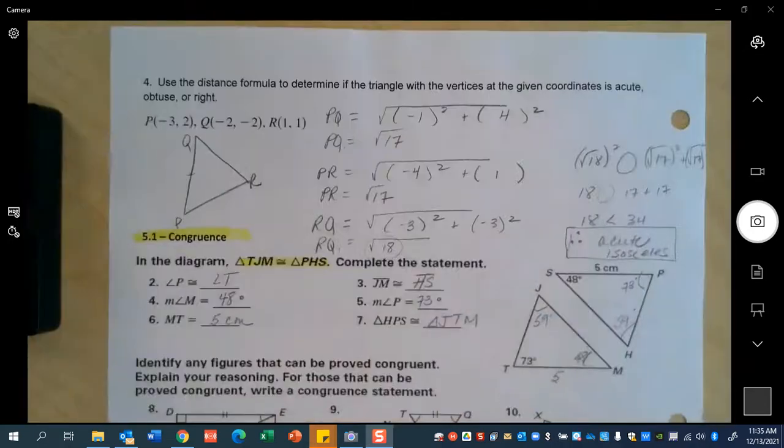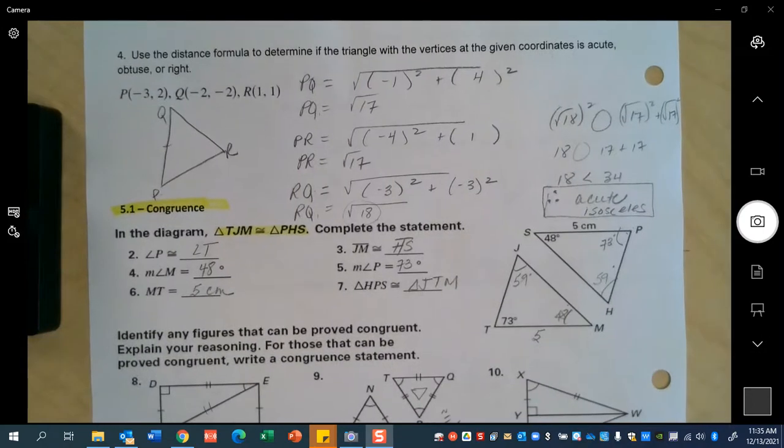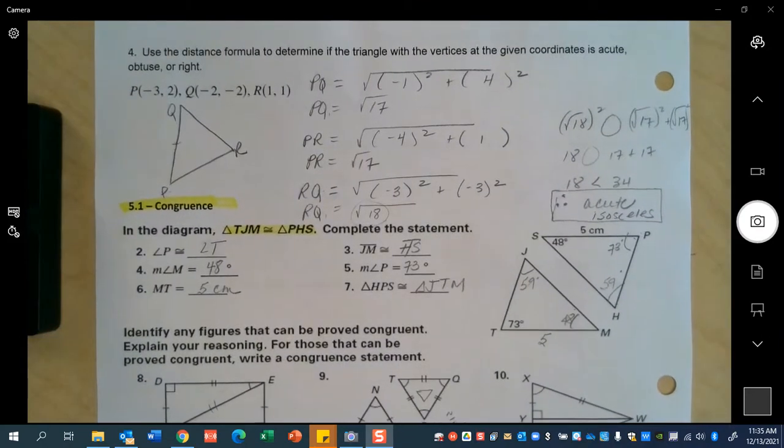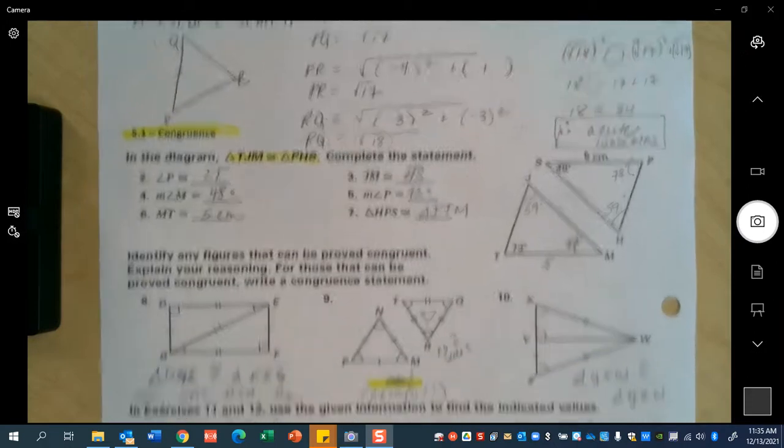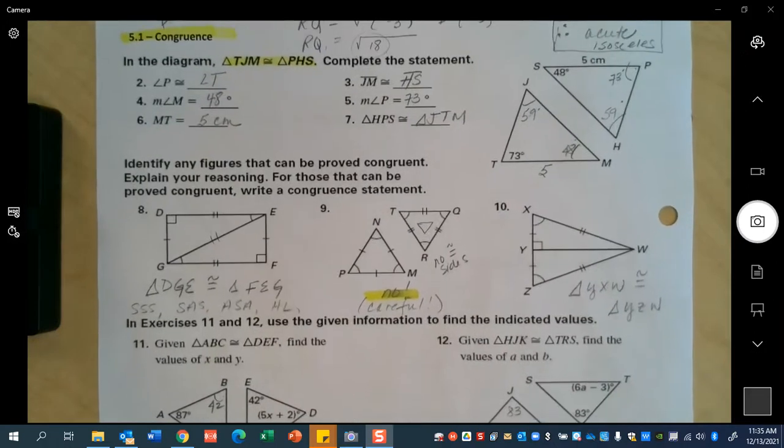All right, this is what I want to get to. So we use the distance formula here to determine if the triangle with the vertices is acute, right, or obtuse. So I went ahead and had those distances. Not a problem.